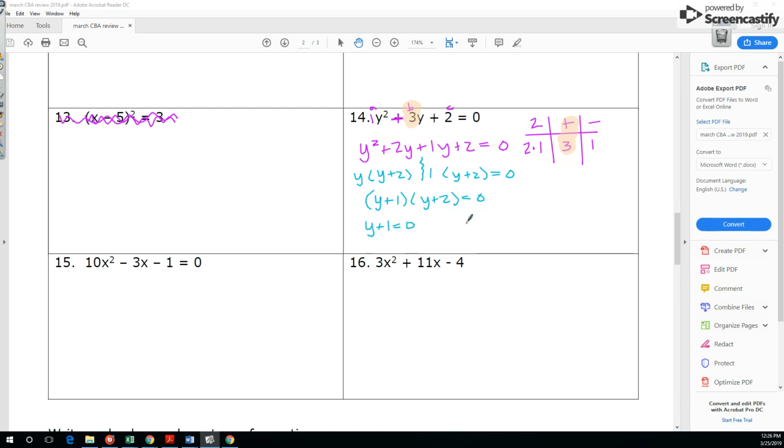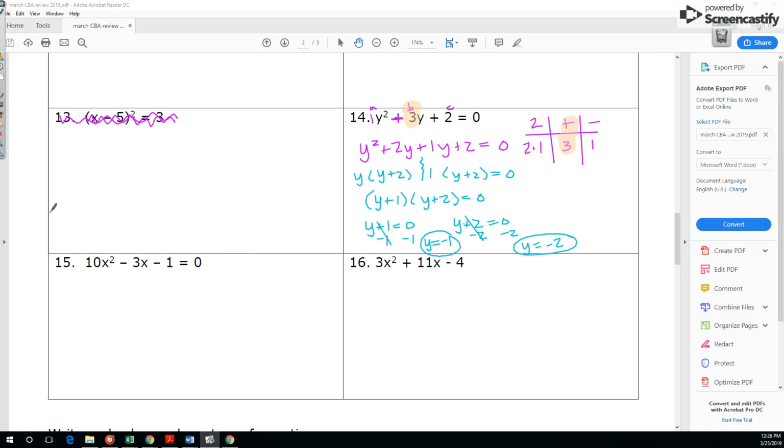Solving each of these, y plus 1 equals 0. We have to subtract 1 from both sides. So y is negative 1. And we have plus 2, so we need to subtract 2 from both sides. So y is equal to negative 2.